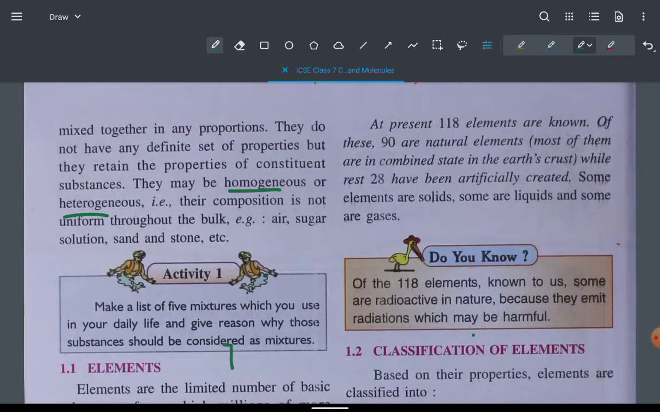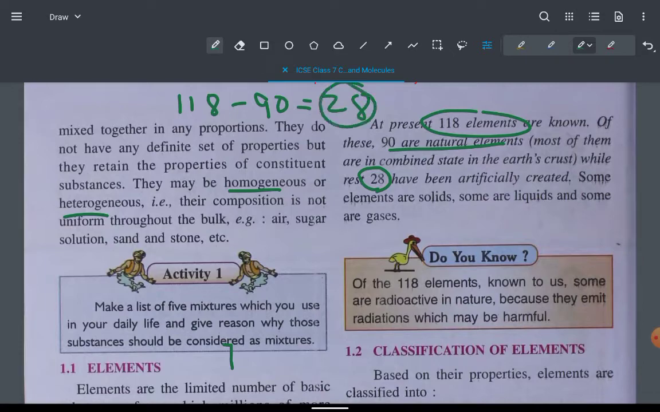So we presently know 118 elements, and out of these 118 elements, 90 of them are natural elements. Natural elements are those which are found in the earth's crust. And the rest, 118 minus 90, we get 28. The other 28 elements are artificially made.